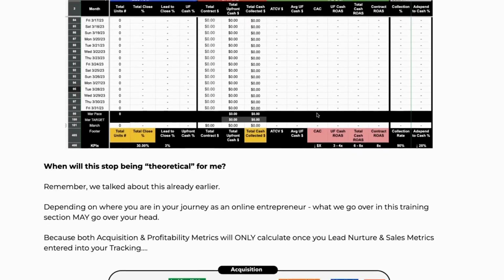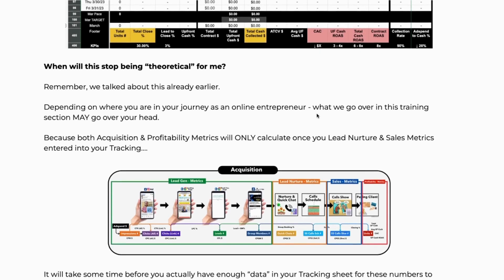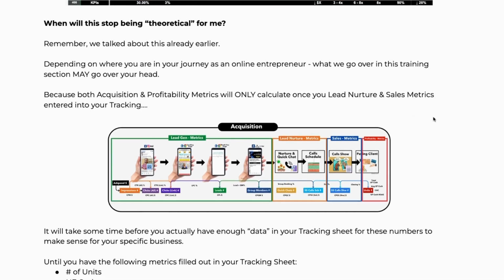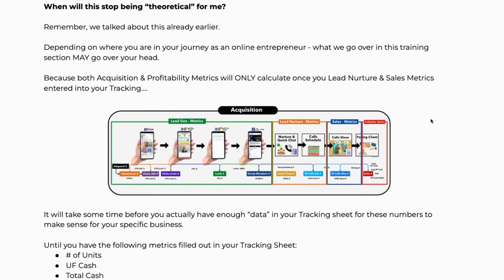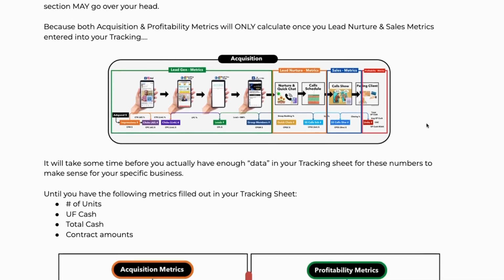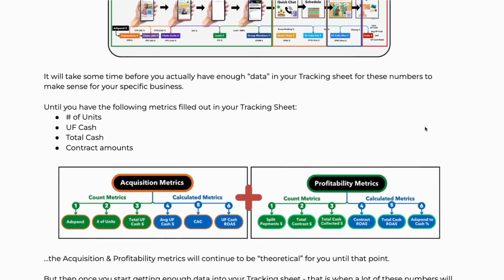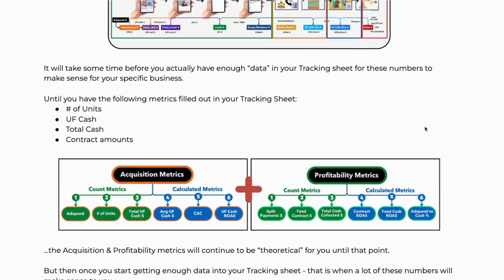Well, that's okay, because as you go deeper and deeper into this, let's say you have your ads launched, then you've got some group members, then you've got some outbound going on, then you've got some sales coming in, or some sales calls being booked, maybe no sales coming in yet, then you've got some units. Over time, as you get more and more of those metrics, as you start filling in things like number of units, upfront cash, total amounts, contract values, that kind of stuff, it's going to stop being theoretical, and all of these metrics are actually going to mean something to you at that point.